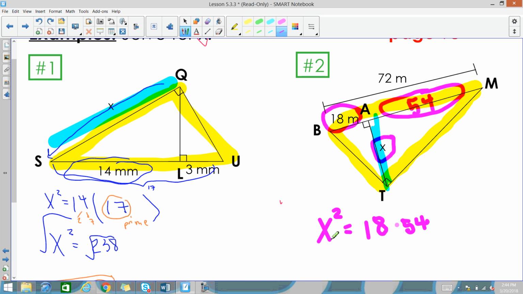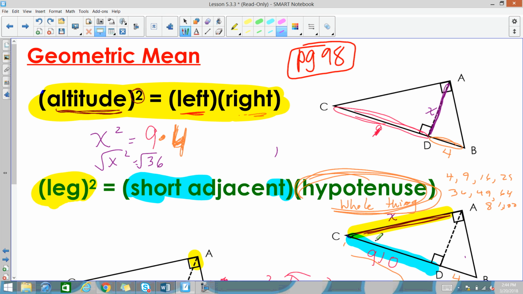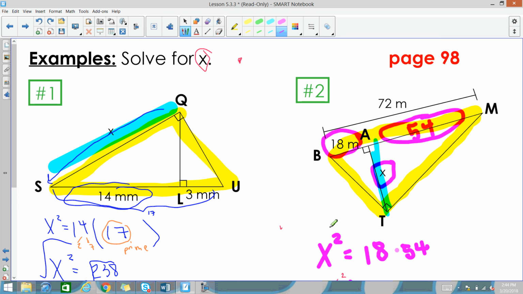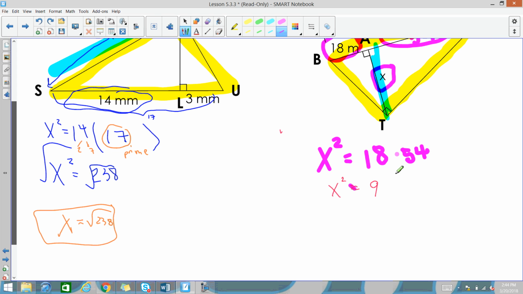So now you're going to multiply these together. I know I'm going to be able to get a perfect square out of here because 18 has 2 times 9, so there's a perfect square multiple in here. So x squared equals 18 times 54, which is 972. And I always check: is 972 a perfect square?